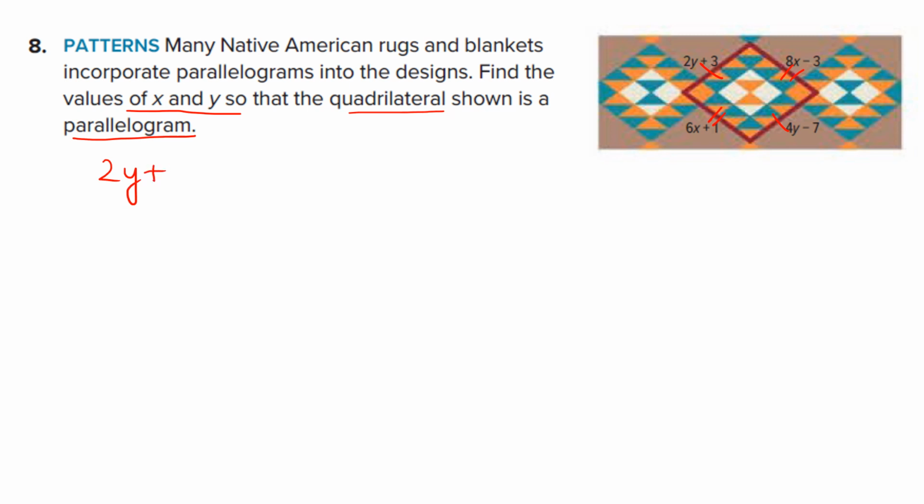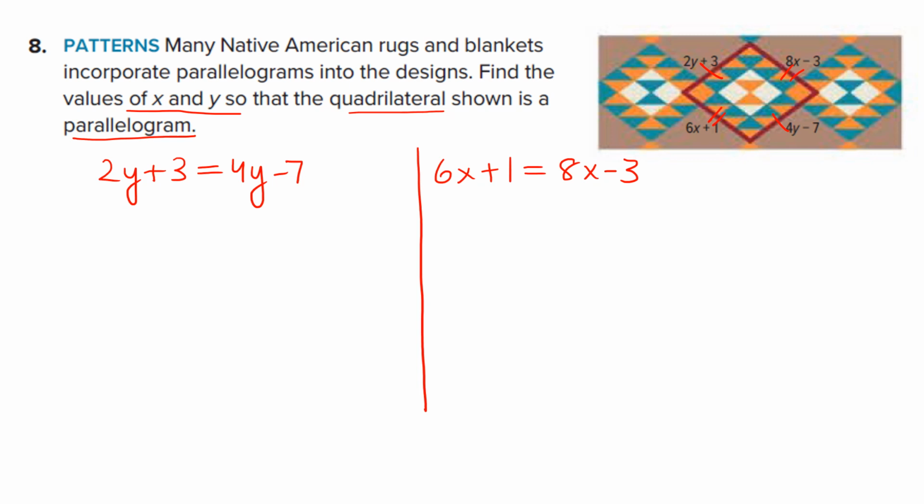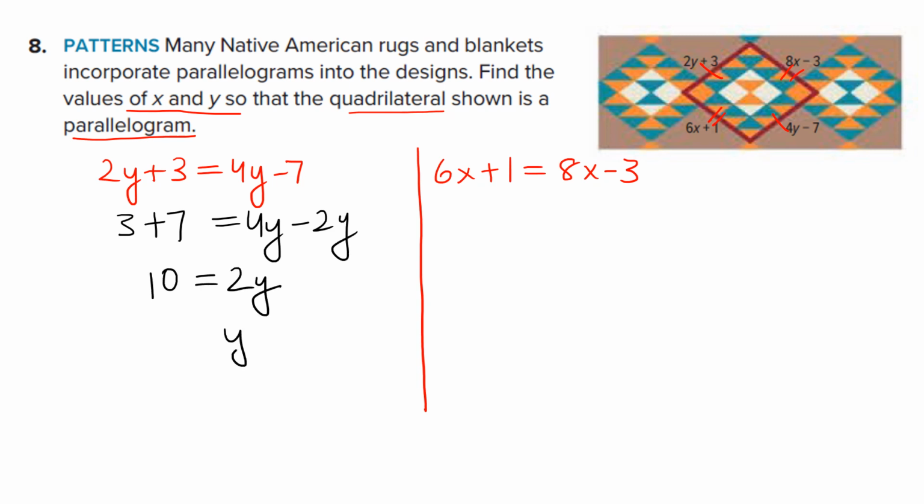So 2y plus 3 is equal to 4y minus 7. Opposite sides are equal. And 6x plus 1 is equal to 8x minus 3. Again, opposite sides are equal. Solve it for x and y. So this goes here, 3 plus 7. So 10 is 2y, or y is 5.